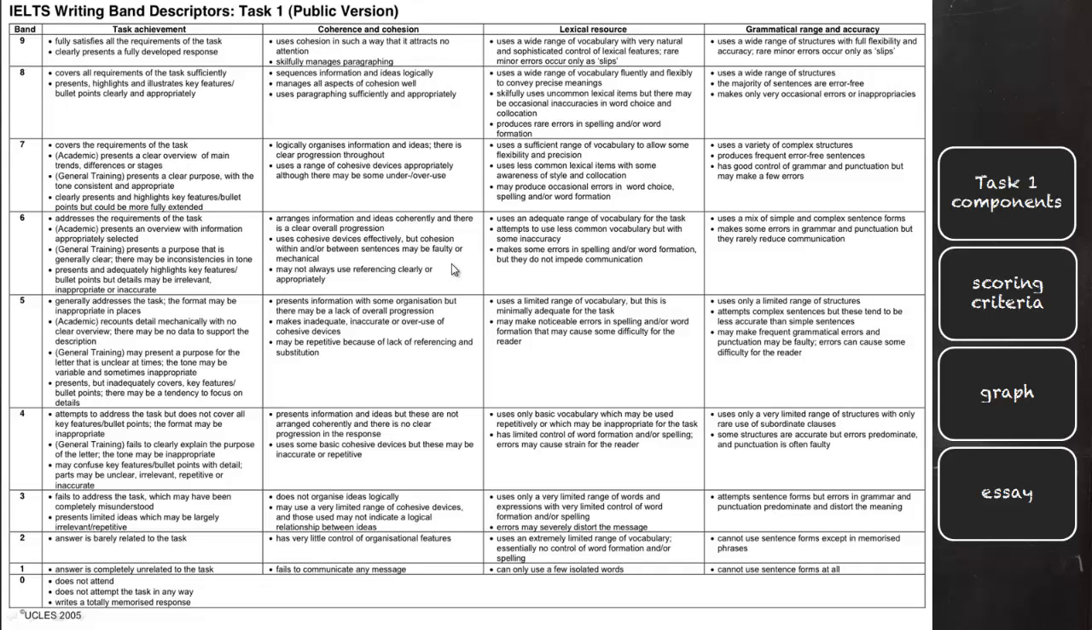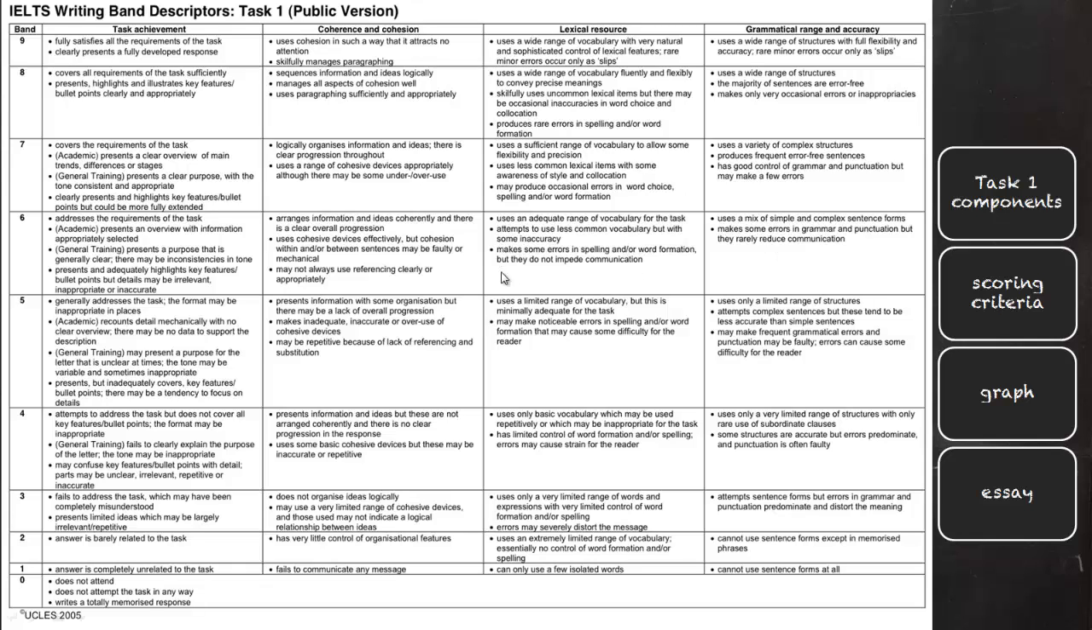If we have a look at Lexical Resource, remember this is just another word for vocabulary. If we look at band score 5, uses a limited range of vocabulary, but this is minimally adequate for the task. So perhaps your vocabulary range is not very wide. You only use simple words and you don't really know what kind of vocabulary to use for this kind of graph. Then you probably will end up in this category here, and you'll get a band score of 5.